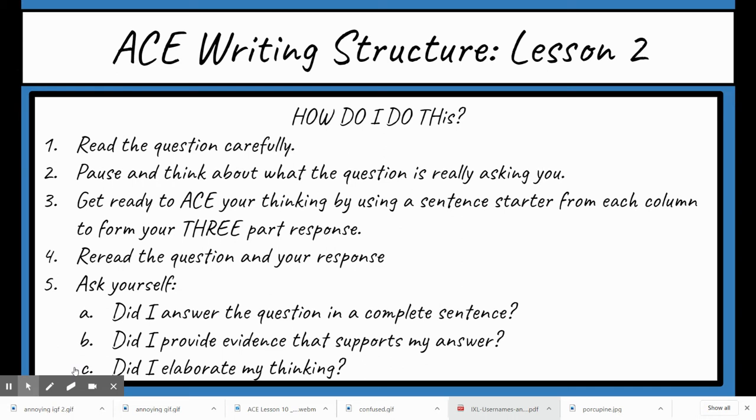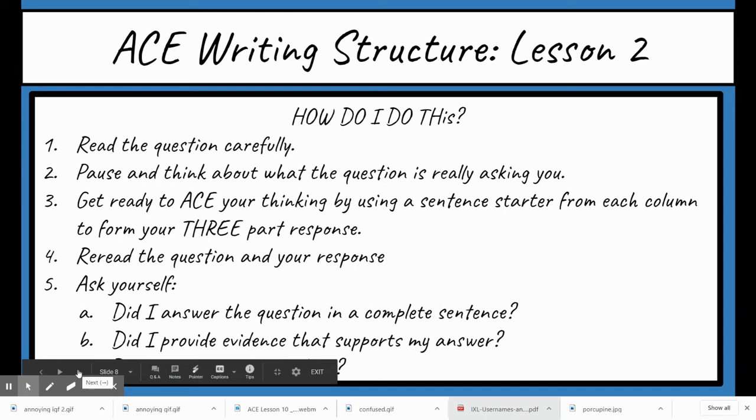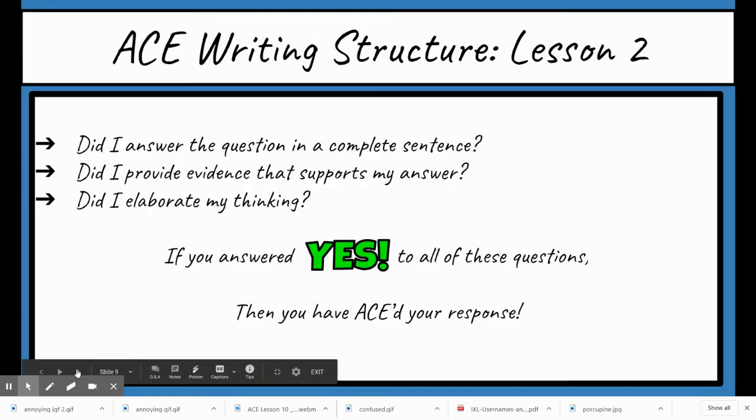After you've aced your response, you're going to reread the question and read your response. Ask yourself, did I answer the question in a complete sentence? Did I provide evidence that supports my answer? And finally, did I elaborate my thinking? If you answered yes to all of these questions, then you have aced your response. If you answered no to any of them, you might want to go back and fix that using one of your sentence starters from the boxes provided.